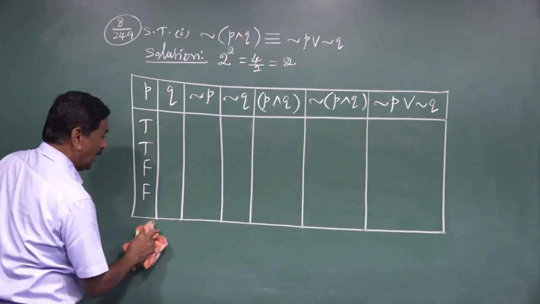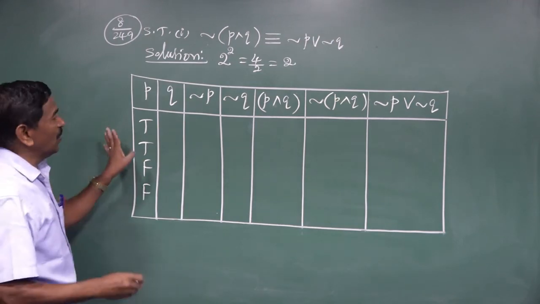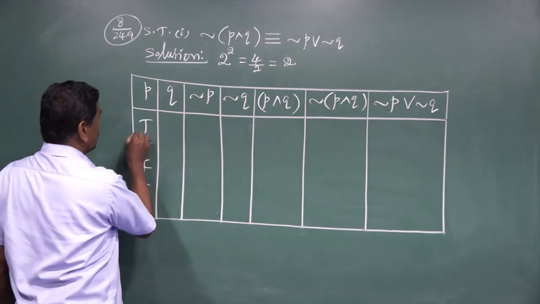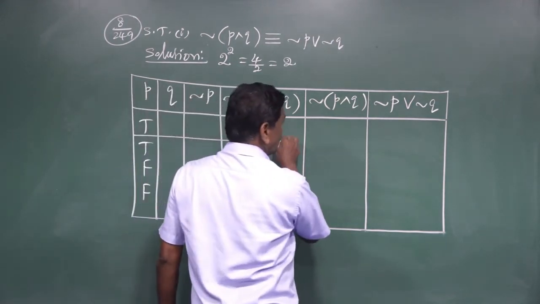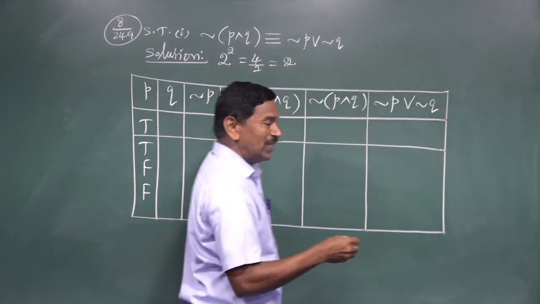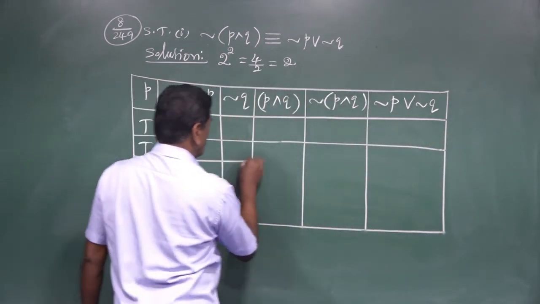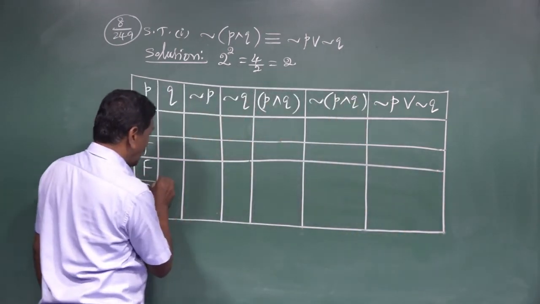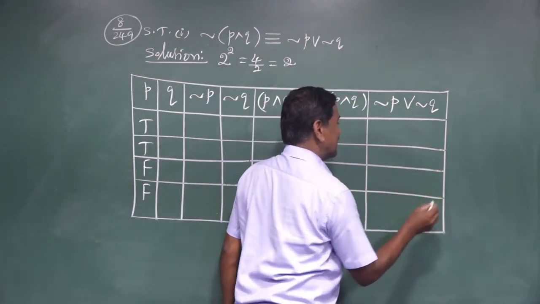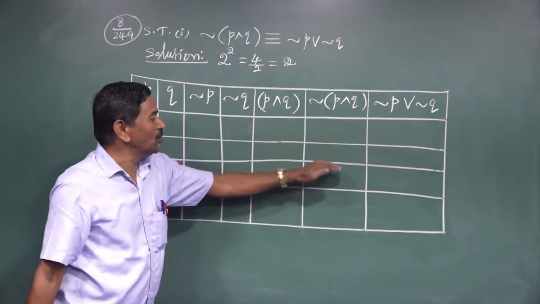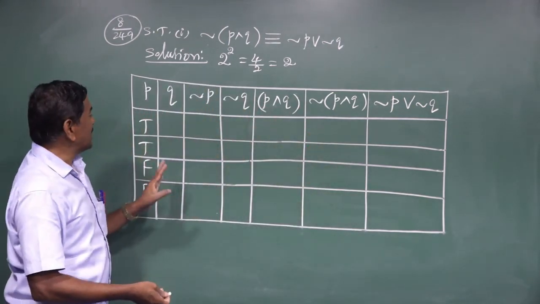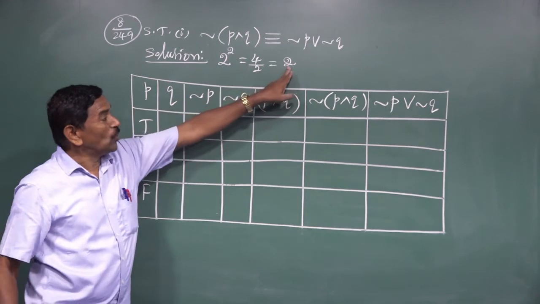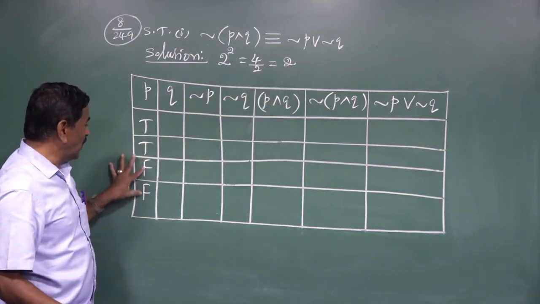After this, ready. Now draw the rows first. Listen. First row, next second row, next third row and fourth row. Yes, four rows are completed: 1, 2, 3, 4. Next, in four rows, 2 true and 2 false. True, true, false, false, over.